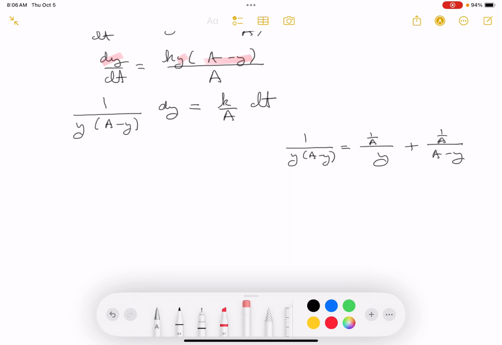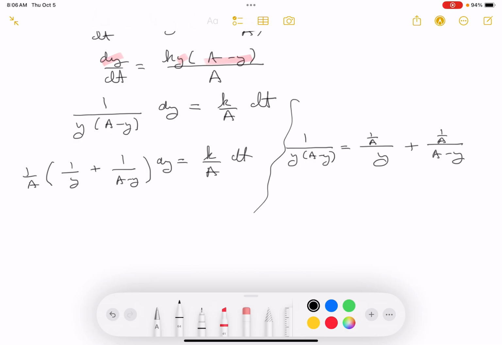Okay, let me go back over here now, and I'm going to write it down for you. So I'm going to write down 1 over a times 1 over y plus 1 over a minus y. And this is dy now. What do I give here? K over a dt.